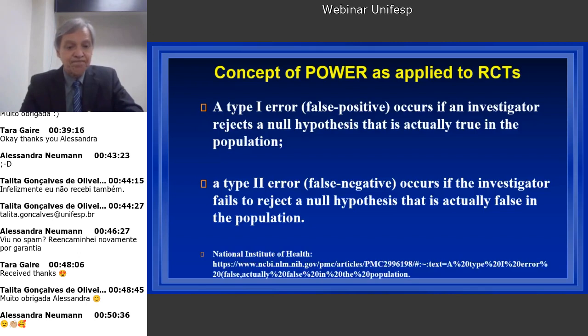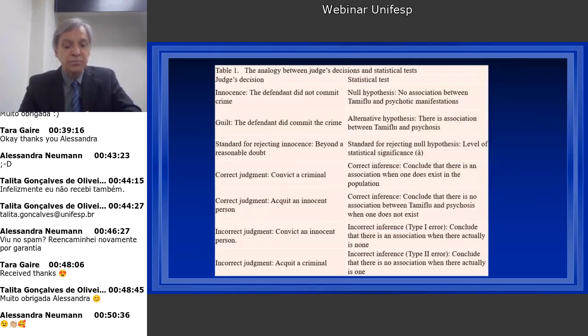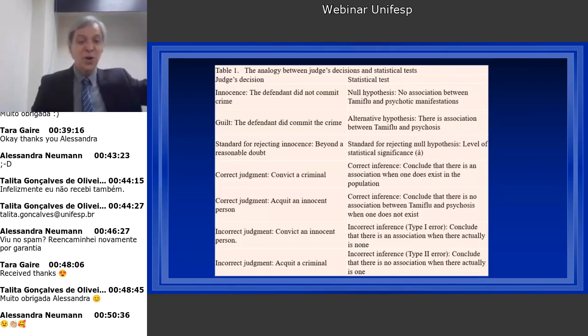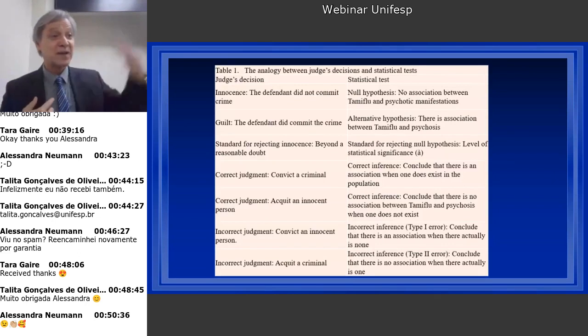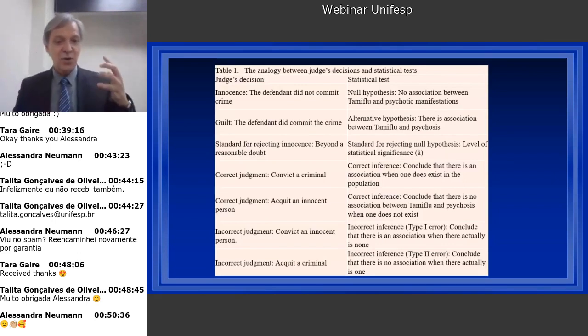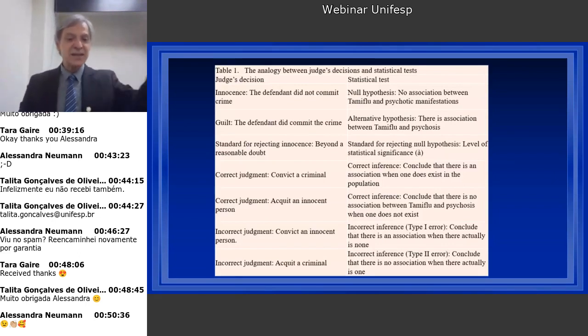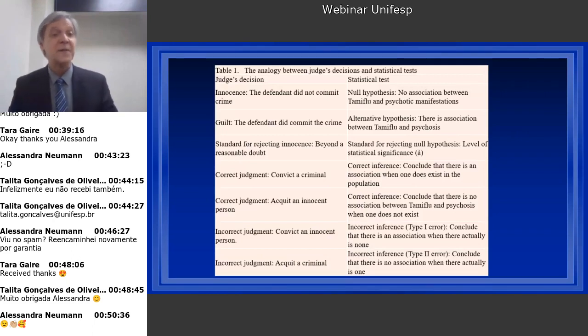So I brought this for you because this is like a jury. You're the lawyer. On the left-hand side is the judge's decision. Right-hand side is me, the technician, the statistician. So, judge decision: innocent, the defendant did not commit the crime. On the right-hand side: null hypothesis, no association between Tamiflu and psychotic manifestation.